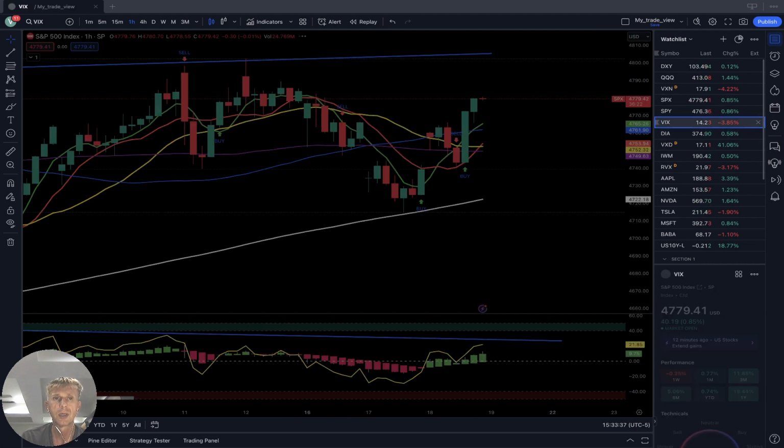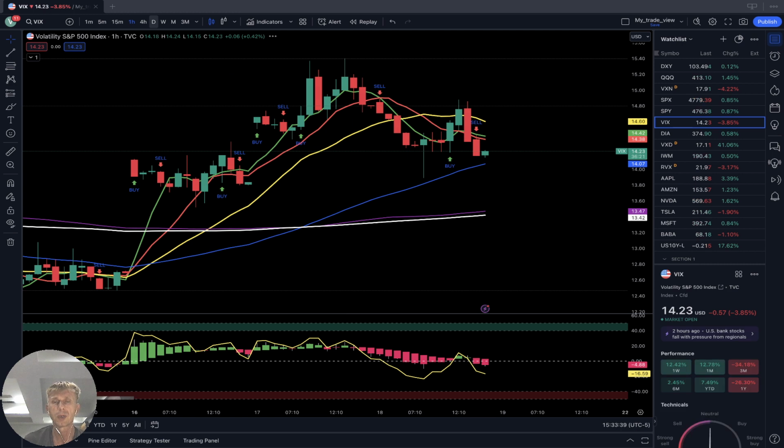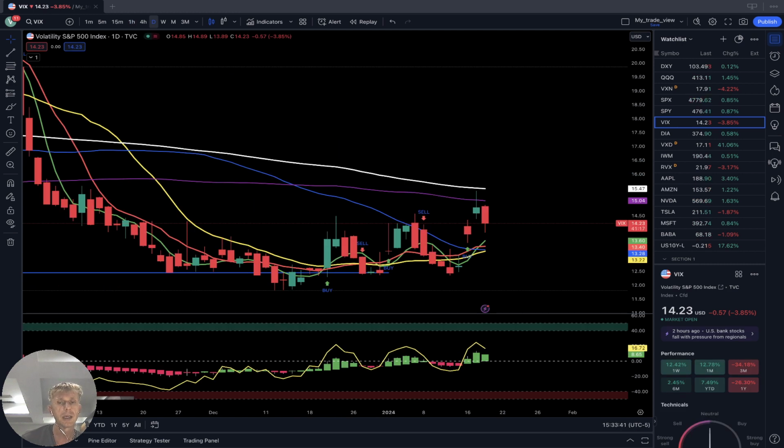VIX volatility index minus almost 4% daily. Still last bar above SMA 5, 10, 20, and 50. Still in a positive bullish trend, bullish signal.